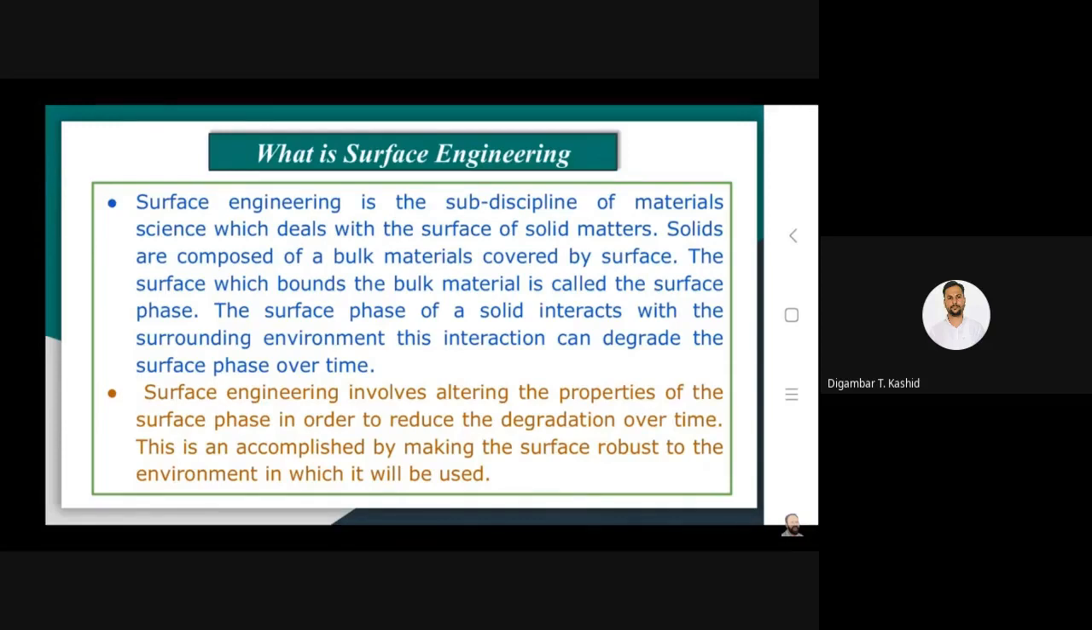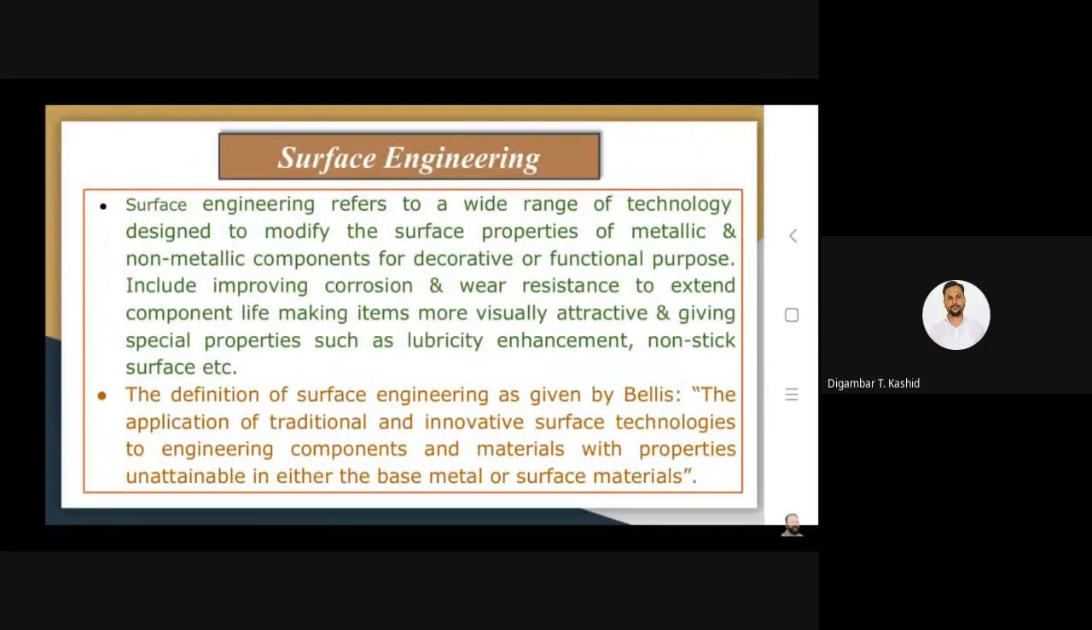The surface phase of a solid interacts with the surrounding environment, and this interaction can degrade the surface phase over time. So surface engineering involves altering the properties of the surface phase in order to reduce the degradation over time. This is accomplished by making the surface robust to the environment in which it will be used. Surface engineering refers to a wide range of technologies designed to modify the surface properties of metallic and non-metallic components, for decorative or functional purposes. It includes improvement of corrosion and wear resistance to extend component life, making components more visually attractive, and giving special properties such as lubricity enhancement, non-stick surface, etc.